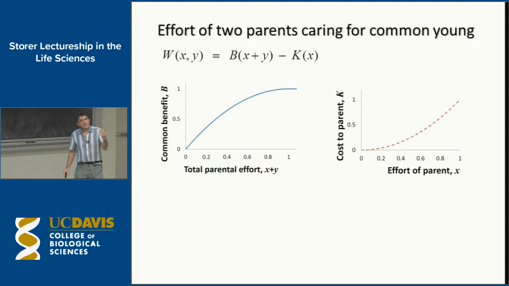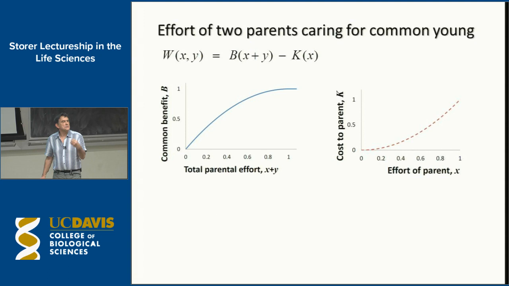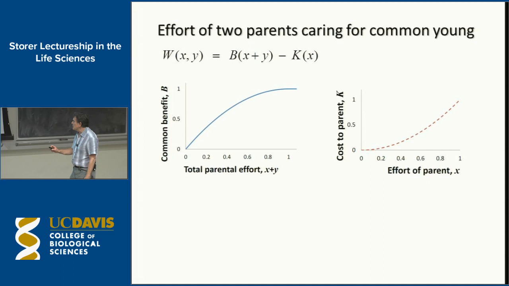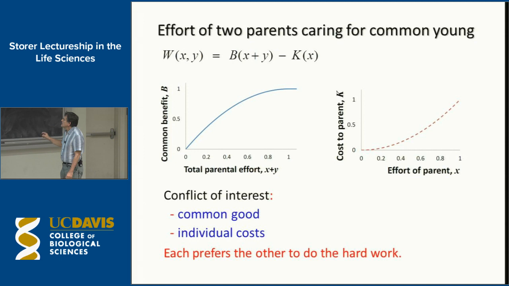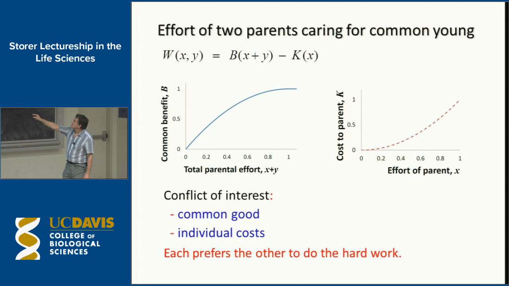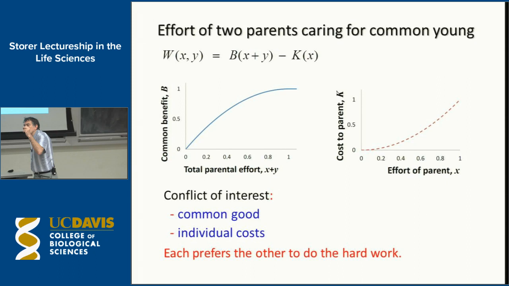The thing about effort, though, is that it's typically costly, because in order to care for the young, you have to guard them against, say, intruders. You may have to go and get food, which may carry a predation risk, and also uses a lot of energy, risks injury, and so on. So there's some cost to the parent, which, let's say, increases at an accelerating rate with the effort put in. And there's a conflict of interest, because this benefit function is common to both parents, but the cost is paid individually. So each parent, not surprisingly, wants the young to do well, but would prefer the other parent to put in the effort, of course. So that's why there's a conflict of interest.